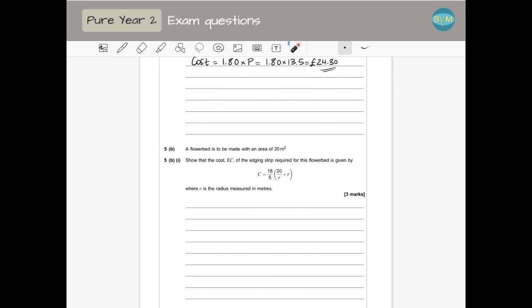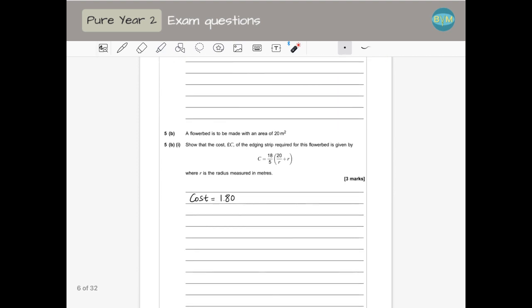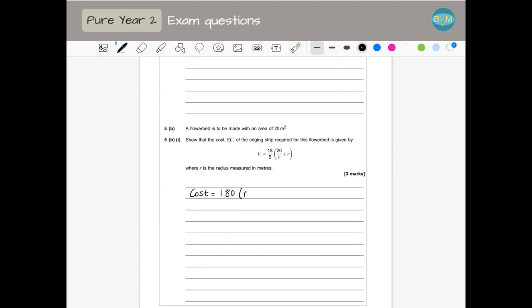meters squared, and we have to show that the cost has this expression. This expression is only in terms of r, not the angle. So let's see how we can write an expression. We say the cost is going to be £1.80 times the perimeter. We said before, that's what we decided before. And the perimeter is the arc length plus 2 times the radius. So r theta plus 2r.